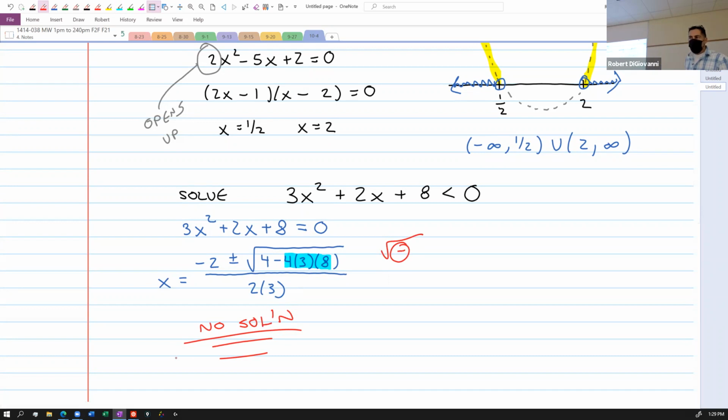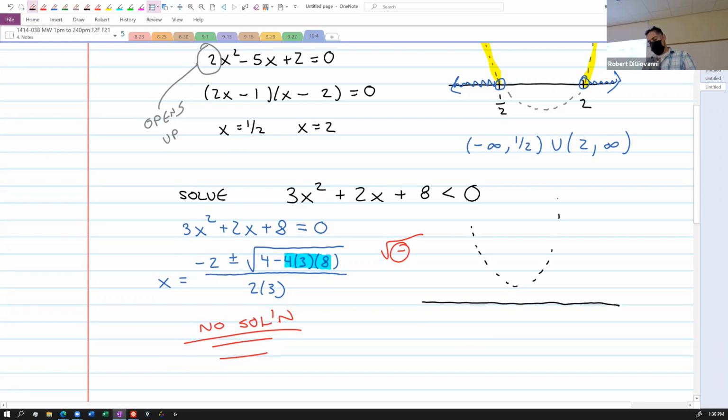If there are no solutions, that means this parabola does not hit the x-axis. If I were to draw a number line and ask where it hits, it doesn't hit. But we know it opens up, because of the 3 out front. Because it opens up, it has to be above the x-axis. Because if it were a little bit below, I would have 2 x-intercepts. Does that make sense?